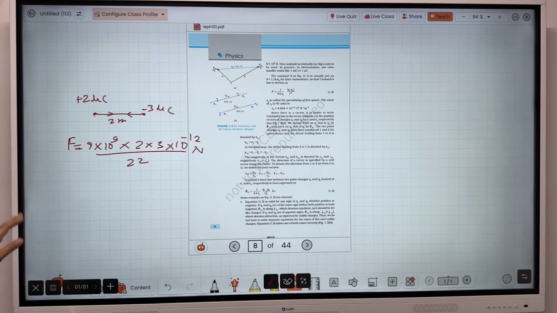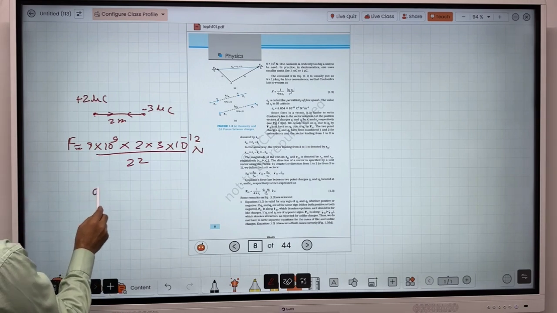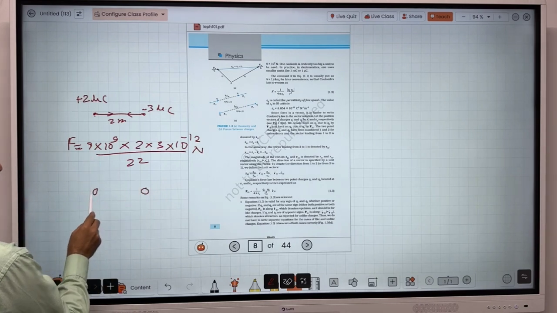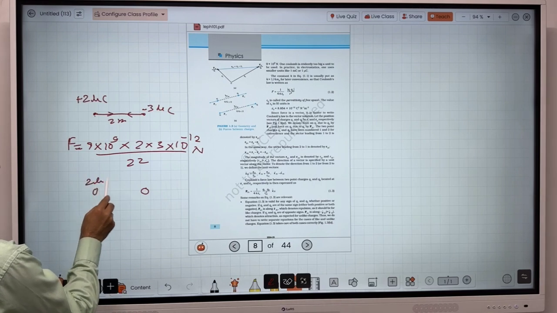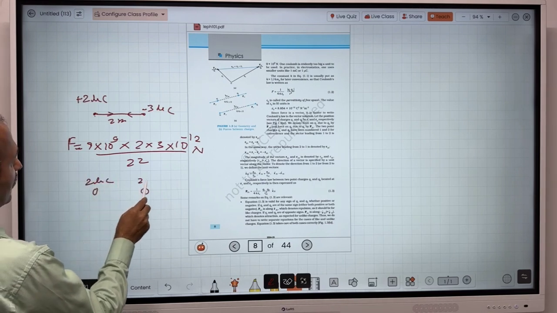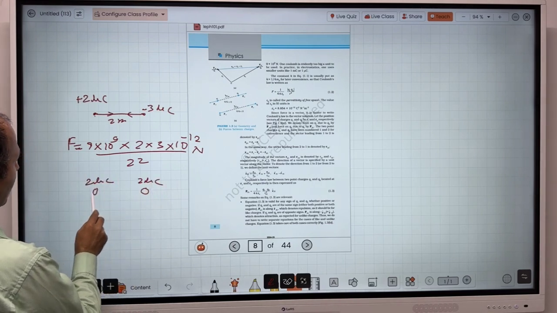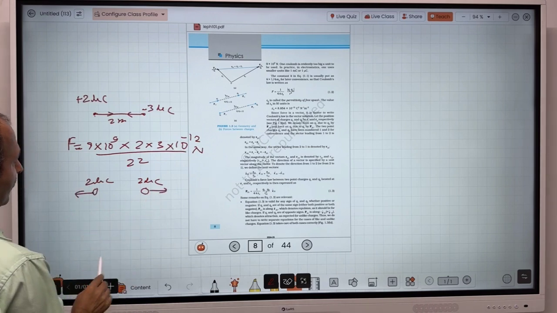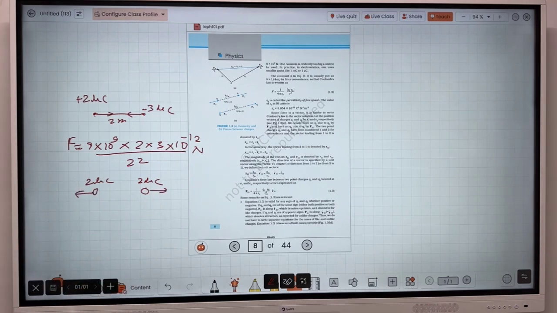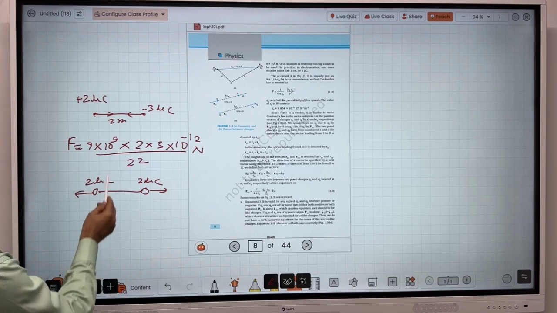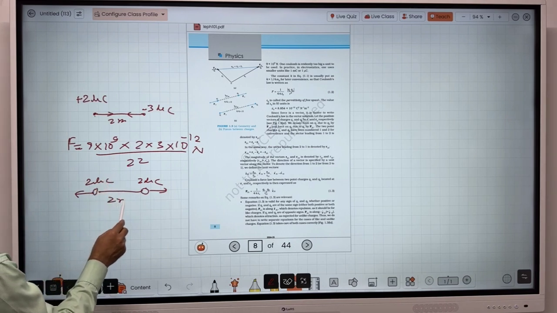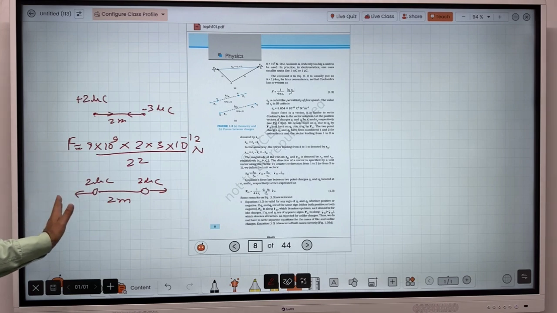So you have understood. Now suppose the two charges are of same nature. Suppose this is 2 microcoulomb, this is 2 microcoulomb, so force will be in this direction. This will be a repulsive force. Calculation is same. By the same method you can calculate. Suppose this is 2 meter, then again you can find the value. But when you are drawing the arrows, you will see that the arrows are directed away from each other.